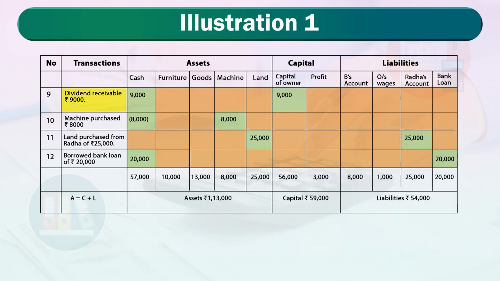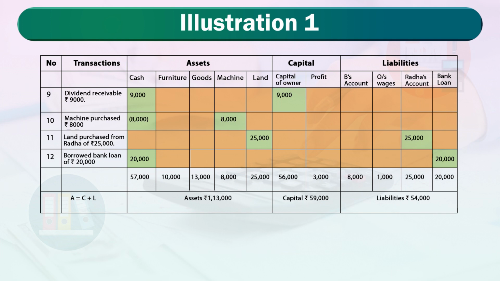Next is dividend receivable rupees 9,000. So, as we have received dividend 9,000 rupees, 9,000 is added in the cash column and 9,000 is also added in the capital column as it is income of the business. Next is machine purchased rupees 8,000. So, 8,000 rupees is deducted from the cash column and 8,000 rupees is added in the machine column, that is also an asset. Then land purchased from Radha for rupees 25,000. So, land column 25,000 rupees and Radha's account 25,000 rupees.